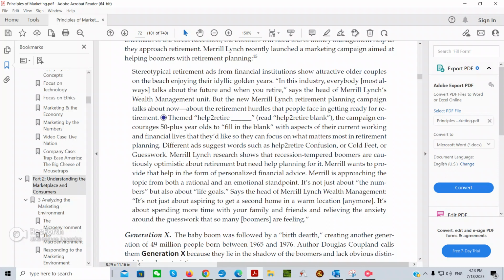So here's what it is. It's playing on their emotions, and it's playing on their values and their wants to create a customized message for them.